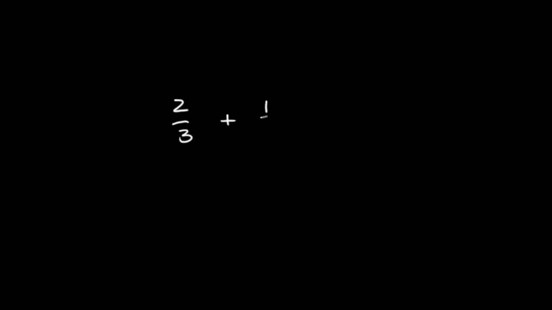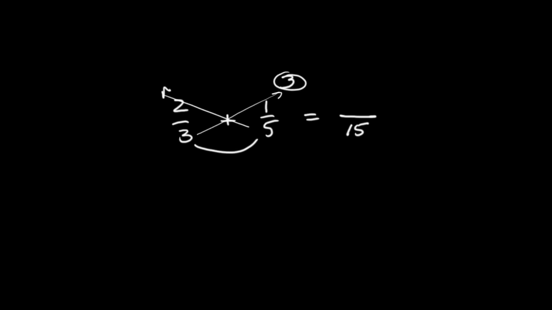So let's try this. 2/3 plus 1/5. Okay, same thing. Put your equal sign, take the two denominators and multiply them together to give you 15. Then take the 3 times the 1, and that gives you 3. Then the 5 times a 2 to make 10. And the sign you're dealing with is plus. So 10 plus 3 is 13. There you go.